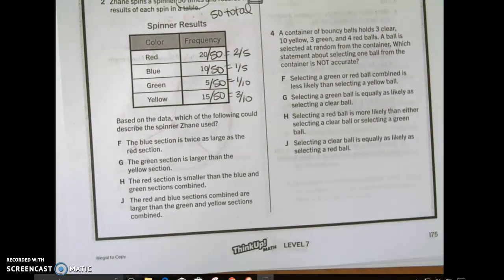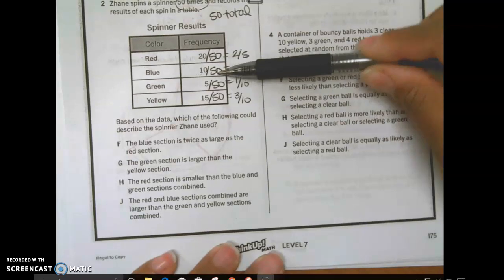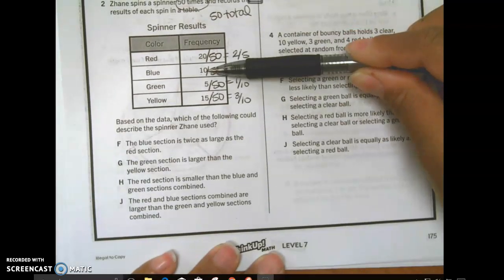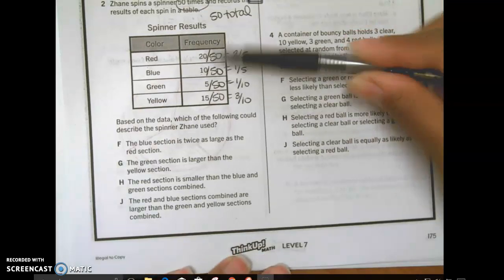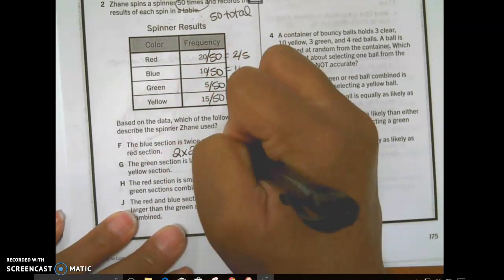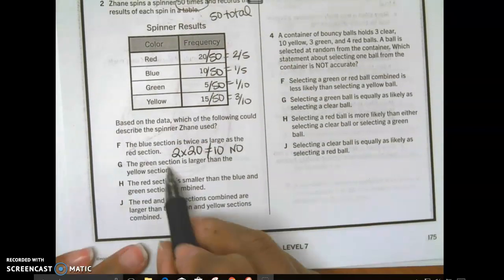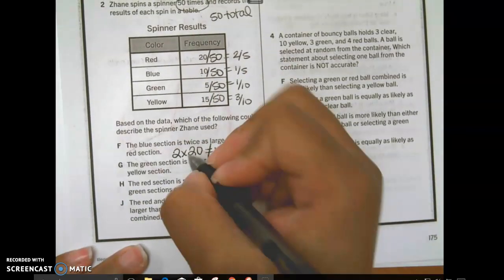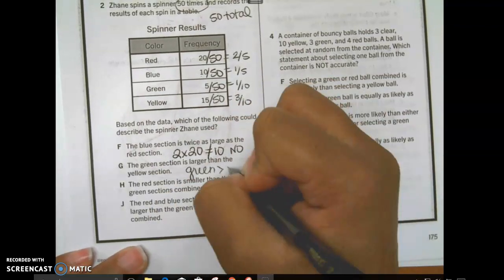Okay, the blue section is twice as large as the red section. Where's blue? So if I take red and double it, I'm going to get blue. That means 2 times 20 is 10. Is that true? No. 2 times 20 is 10. No, those are not equal. The green section is larger than the yellow section. Green has more than yellow.